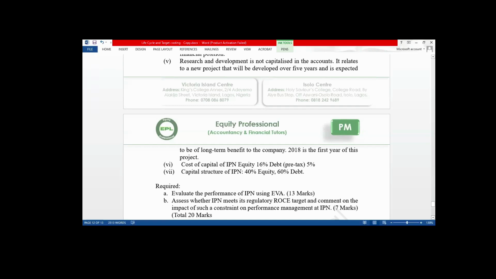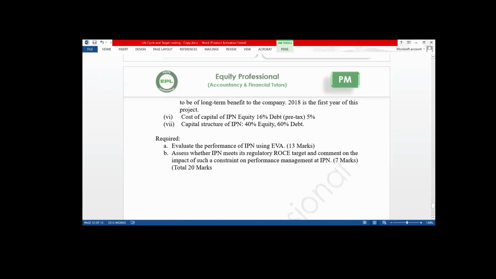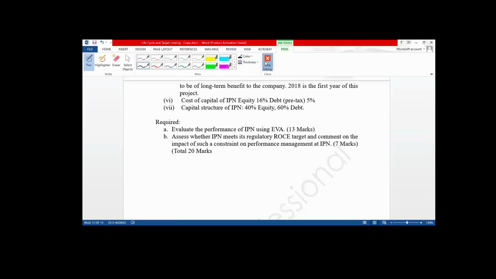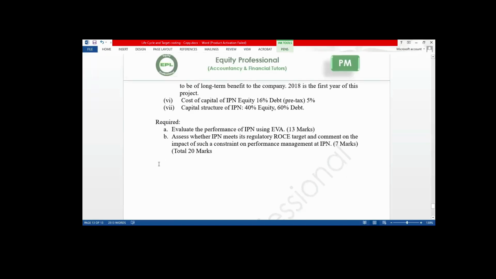If you look at this question, it is not materially different from the question we solved before. Examiner says, evaluate the performance of IPN using economic value added, 13 marks. This question is almost the same as the question we solved in question 6. Let us see if we can do this in 10 minutes.